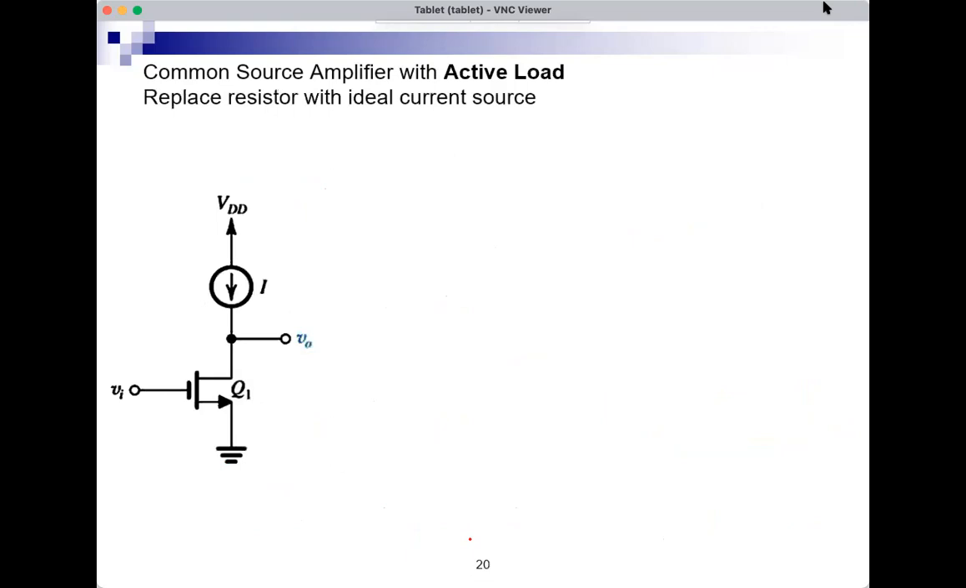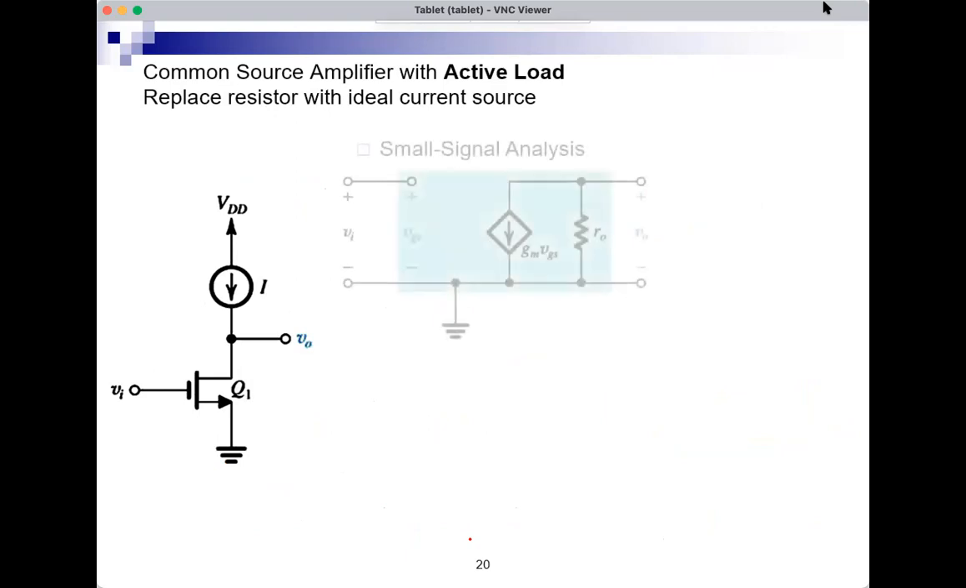I can make it large in signal analysis if I use, instead of R, a current source. If I use an ideal current source, then this current source for DC analysis will provide the MOSFET with the right bias. But in small signal analysis, this is an ideal DC current source, and in small signal analysis, it becomes zero. And this is the resulting small signal model, or a small signal equivalent circuit. There's no R now. Where did the R go? Well, the DC current source is ideal. And in the small signal analysis, I replace it by an open circuit.